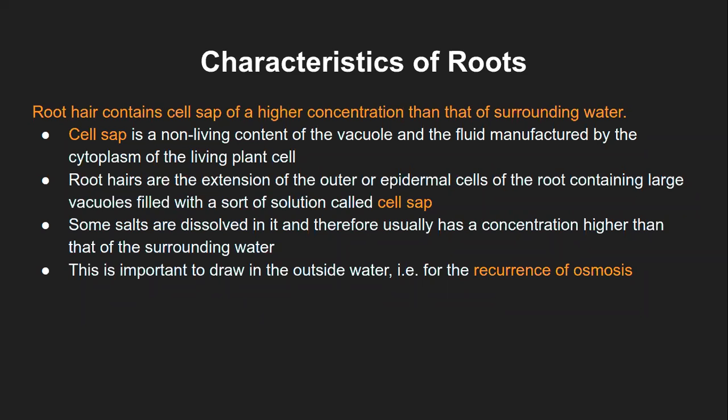Again, root hairs are also made up of the plant cell, so ultimately they are going to have vacuole and cytoplasm, and ultimately they will have the cell sap as well. Some of the salts are dissolved in this cell sap, and therefore it usually has a concentration gradient higher than the surrounding water. And this is important to draw that outside water for the occurrence of osmosis.